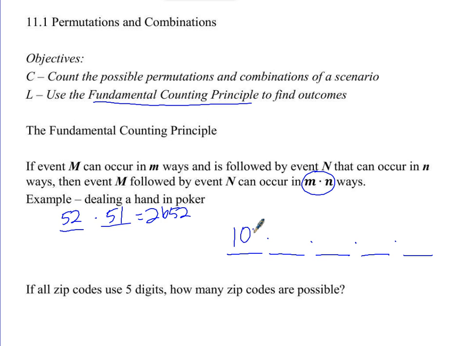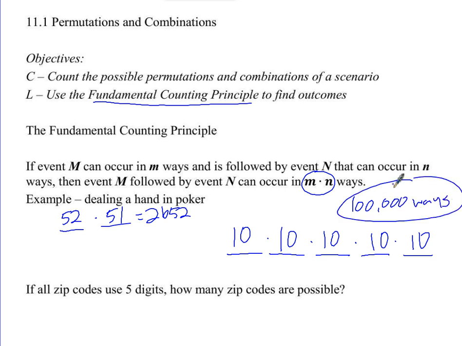How many digits can go in the second position? 10. How many digits can go in the third position? 10. And the fourth position? 10. And the fifth position? 10. So the fundamental counting principle says that I can take each one of those and treat them like events. Event 1 would be position 1 on the zip code. Event 2 would be the second position on the zip code. Event 3 is the third position on the zip code, and so on. Now I can take each one of those and multiply them together. What is 10 times 10 times 10 times 10 times 10? 100,000. So there are 100,000 ways to make a zip code based on that information.